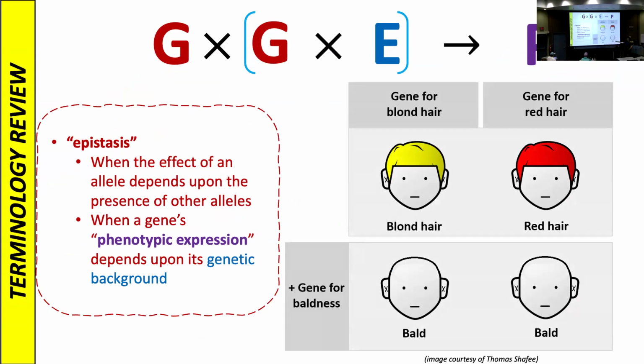Here's a simpler case where let's say there is a blonde hair allele, a red hair allele. So this is a simple case where it appears like if you have this allele, you will express a phenotype of blonde hair. If you have this allele, you'll express a phenotype for red hair. But if you happen to also have an allele for baldness, then it doesn't matter, because now this combination of these alleles plus these alleles knocks it out. So what you end up expressing is baldness in both cases. So the effect of an allele depends upon the presence of other alleles. So there is a genetic background.